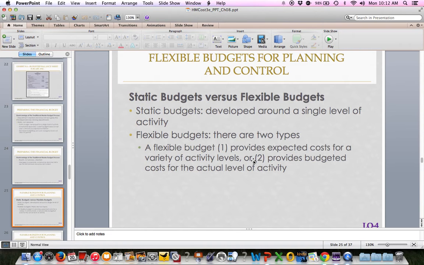So a flex budget provides expected costs for a variety of levels. If I make a static budget based on selling 10,000 units of product X, maybe I could build a budget that says, what would my budget be if I sold 8,000 units or 12,000 units? I can come up with various levels and ask what my total master budget will look like based on different levels of activity.